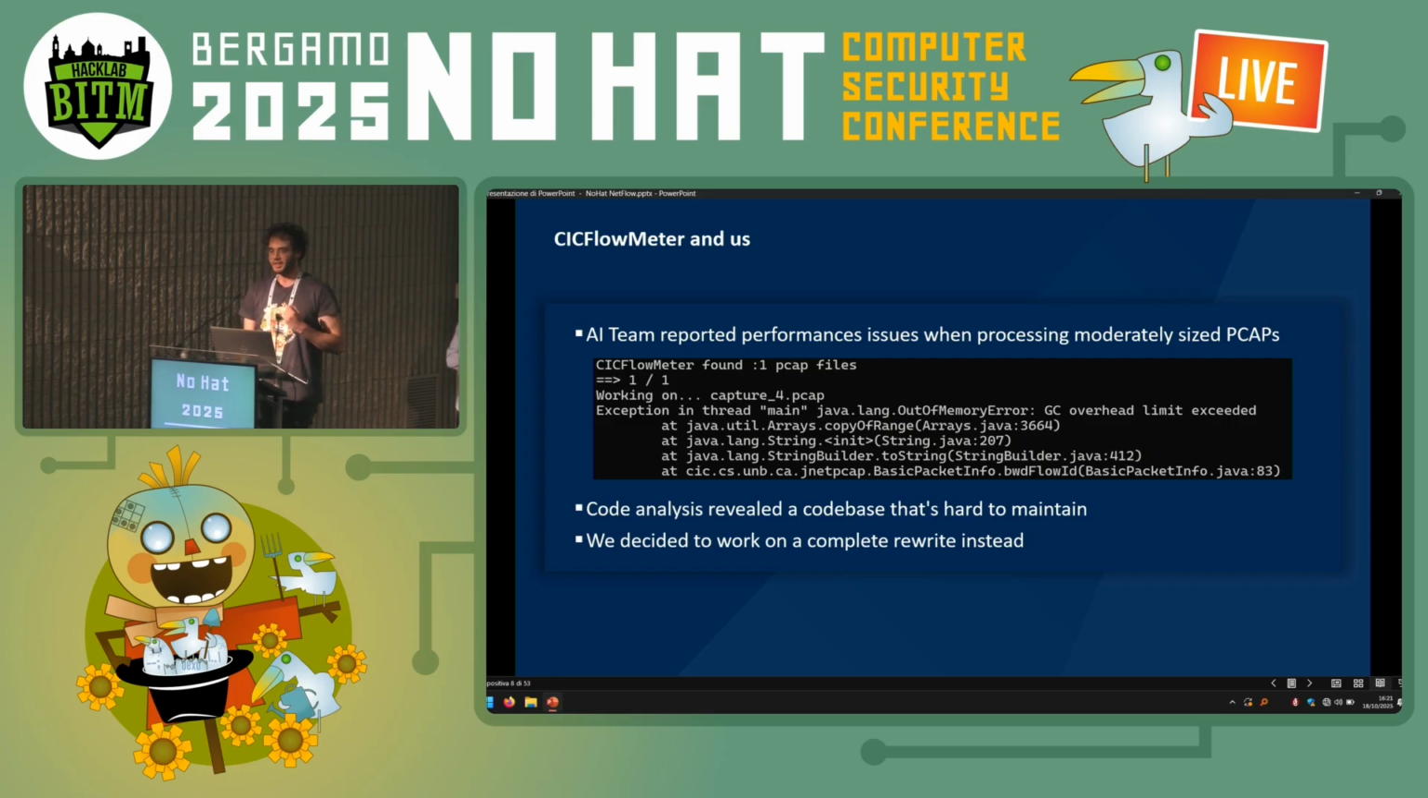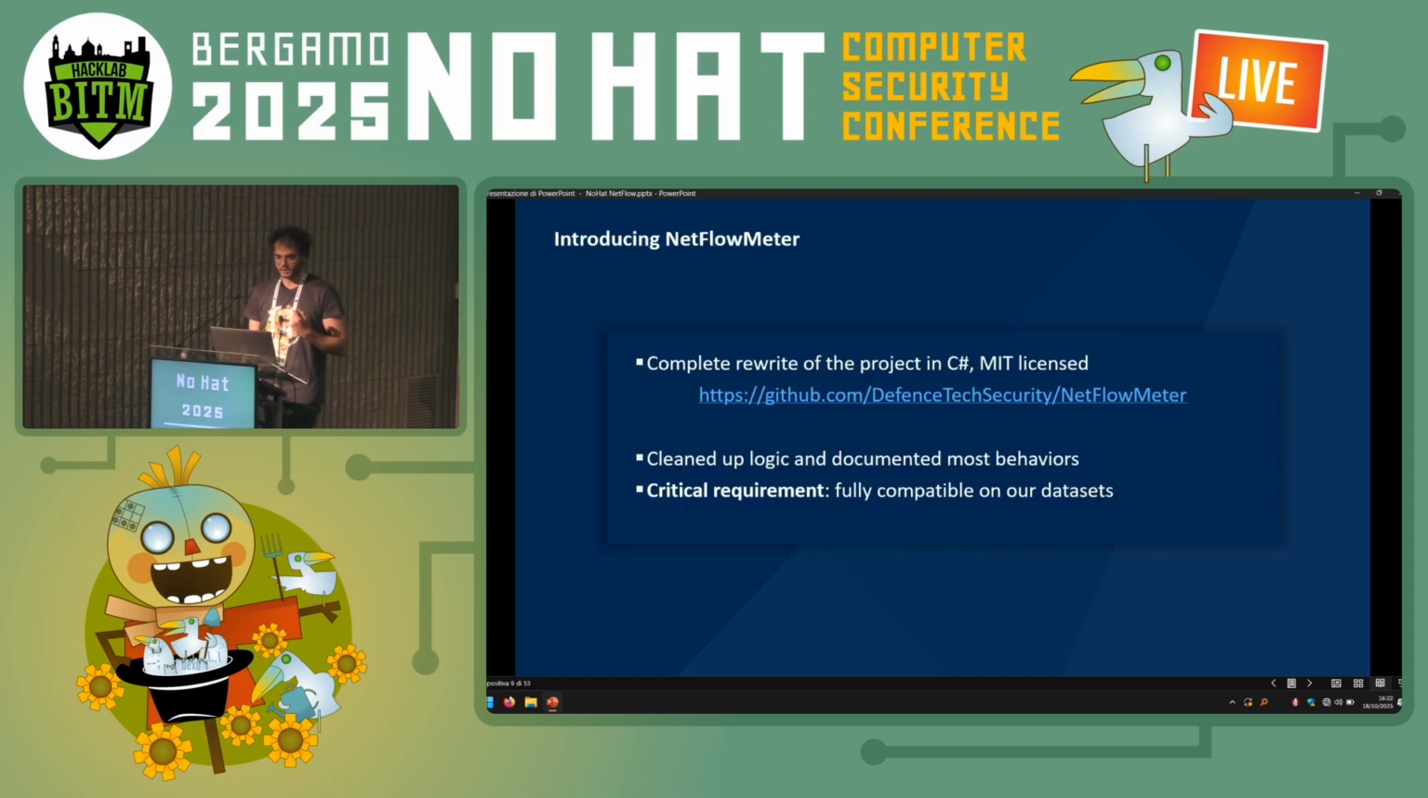Initially, we tried scaling up using better hardware, but it was clear it wouldn't work well. So we started looking into the source code to try and find the root cause of this issue, but code analysis revealed that the code base was too hard to maintain. It's a mix of C and Java, and it's clear it was worked on by a number of people throughout the years. Given also the overall lack of documentation on the code itself, we decided to work on a complete rewrite. This is what eventually became NetFlowMeter.